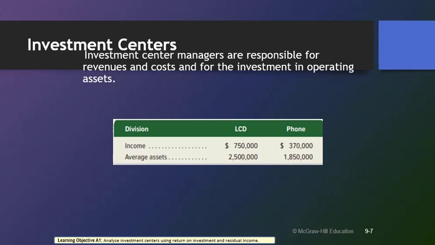Okay, so in this case, we are looking at a company that has two primary operating divisions. They are investment centers. We have the LCD division, and we have the phone division. Okay, so we are to assume that the LCD division manufactures touch screens and sells them for computers and smartphones, and the phone division sells smartphones. All right, so here on the screen, we can see for each of these divisions their income for the current year as well as their average assets. So let's see what we can tell based on that.